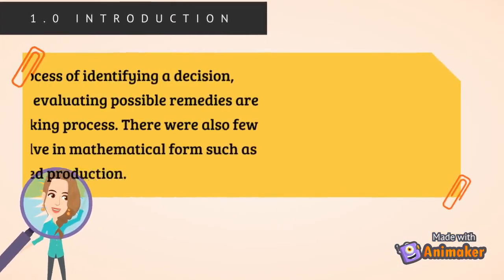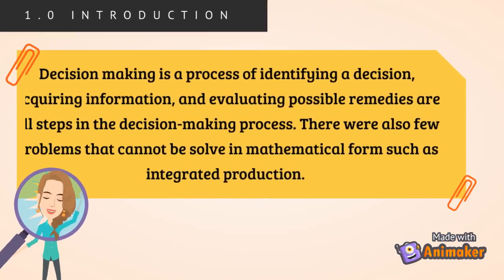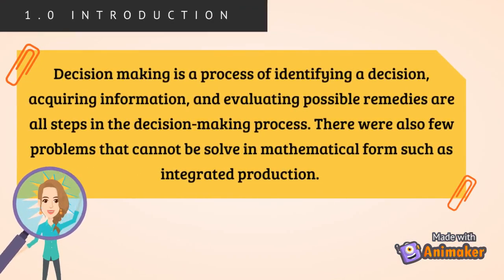Okay, first we will talk about the introduction. Decision making is a process of identifying a decision, acquiring information, and evaluating possible remedies; these are all steps in the decision making process. There are also a few problems that cannot be solved in mathematical form, such as integrated production.